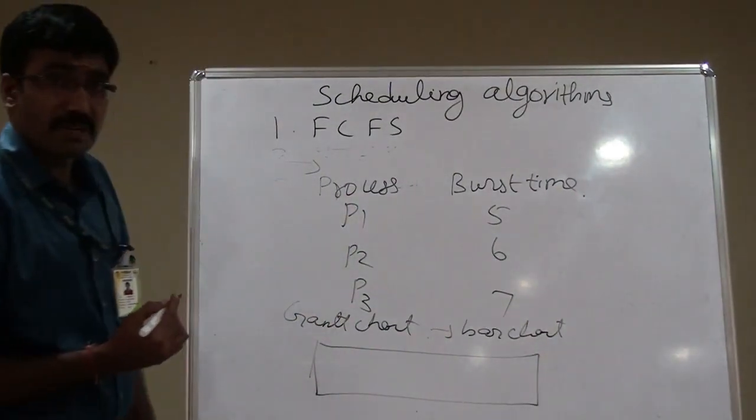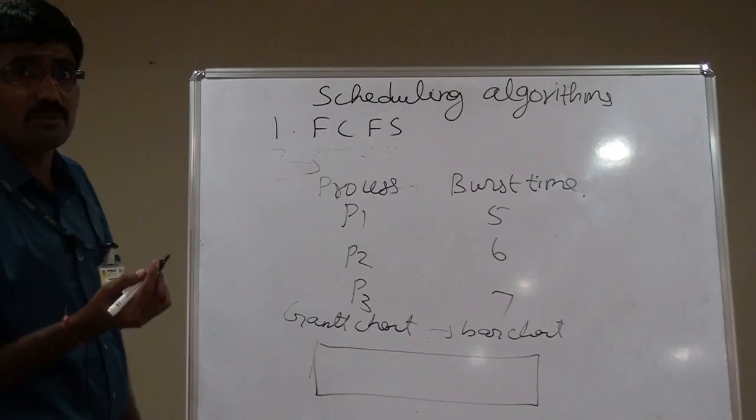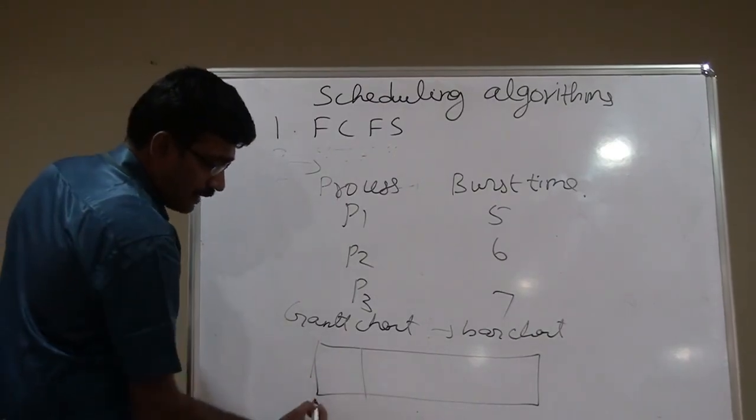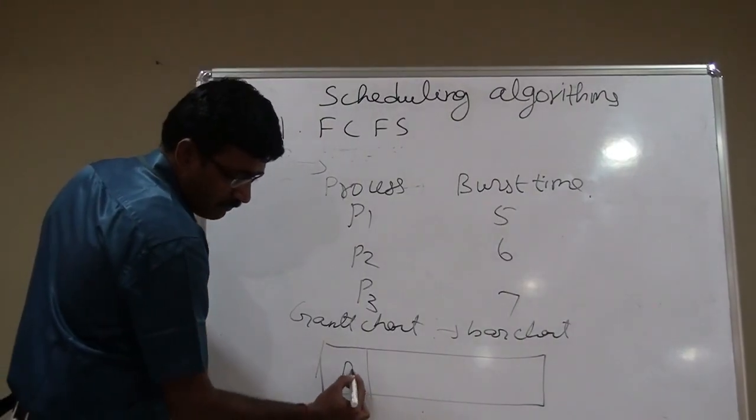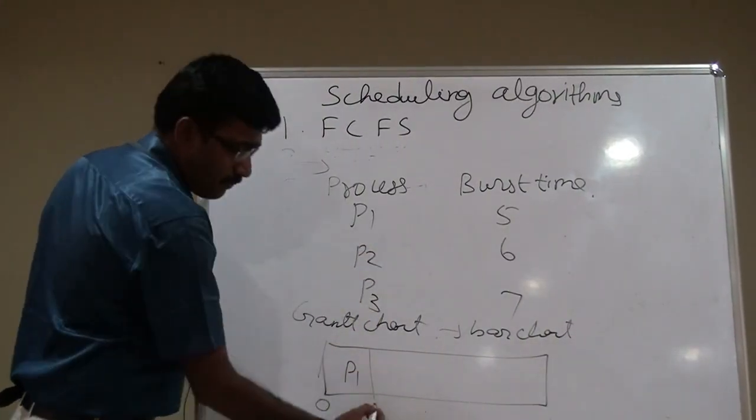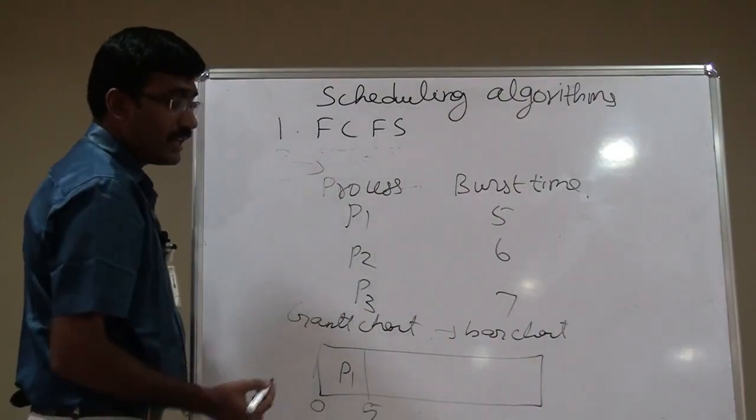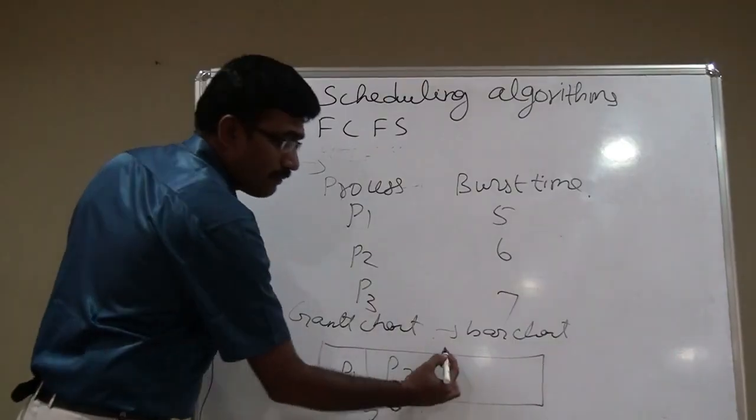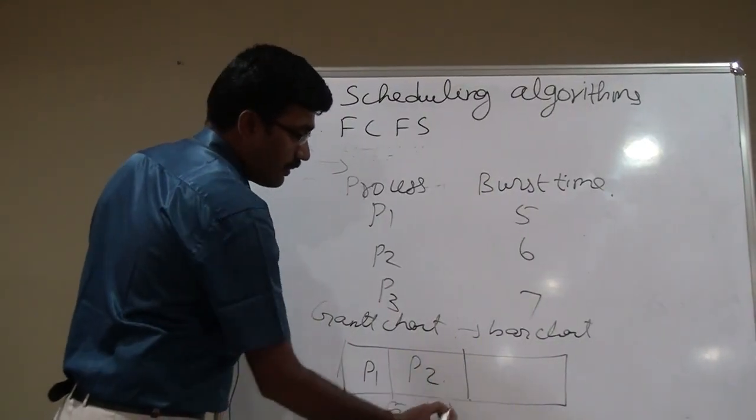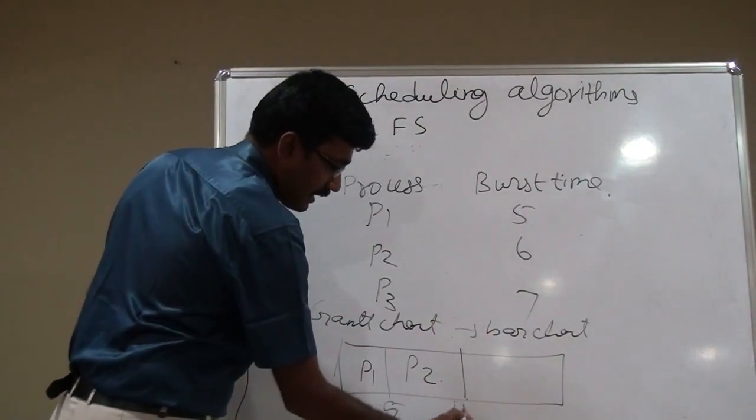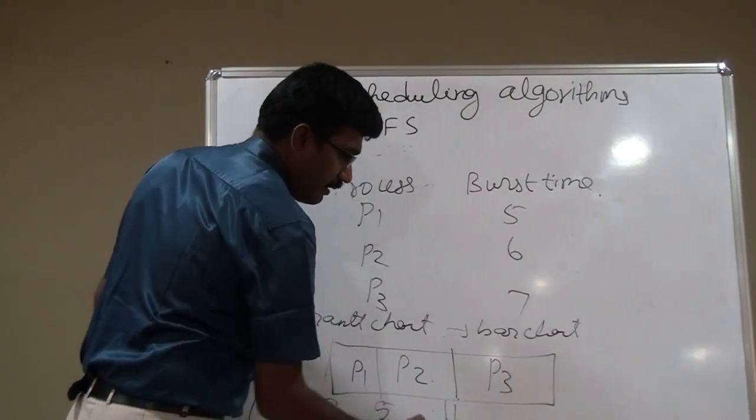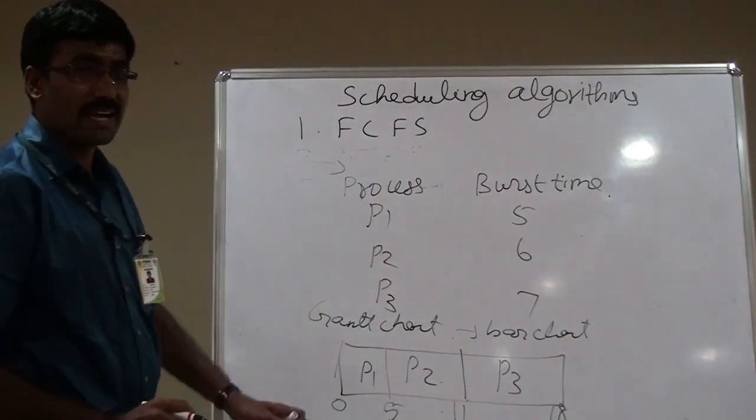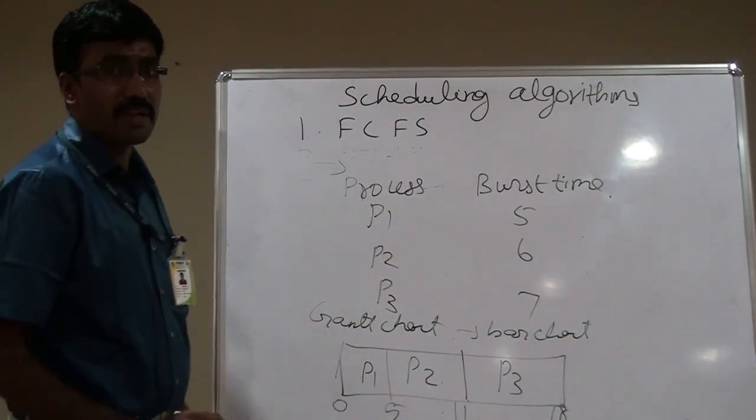So here the first process P1 enters the queue, so first allocate the CPU to P1. Burst time is 5. Then the next one, P2, enters the queue, so allocate the CPU to P2. The time is 5 plus 6, 11. Then P3, 11 plus 7, 18. So this is the Gantt chart for the first come first serve example.